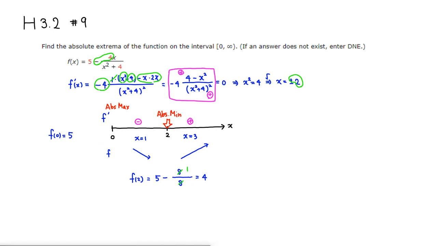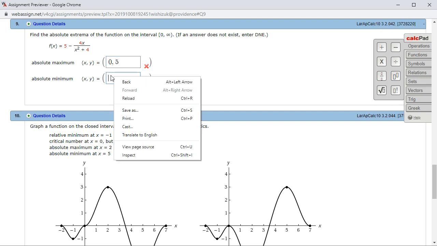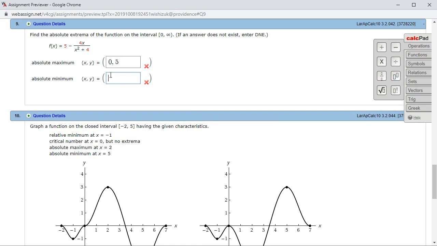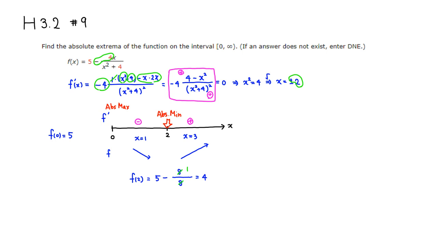Let's type it in. The absolute max is at (0, 5) and the absolute min is at (2, 4). Let's check the answer. All right, I came back and it looks like I got this one correctly. That's it. I hope that this was clear.